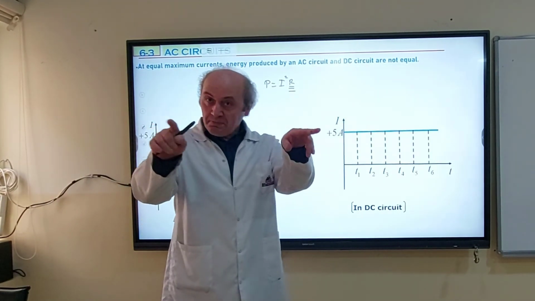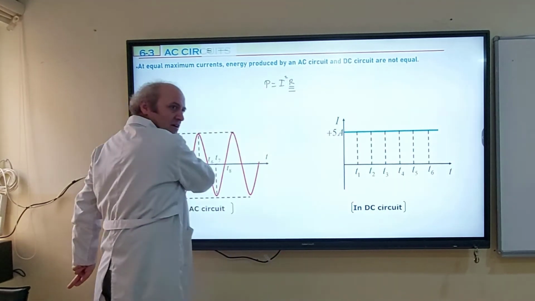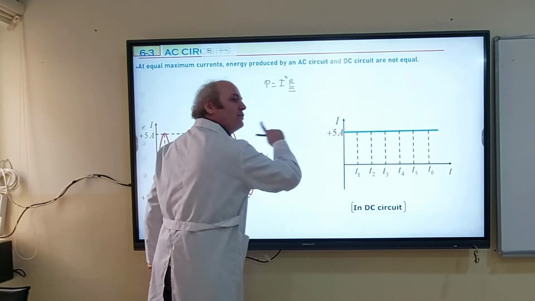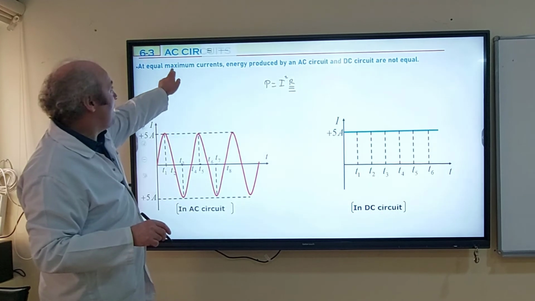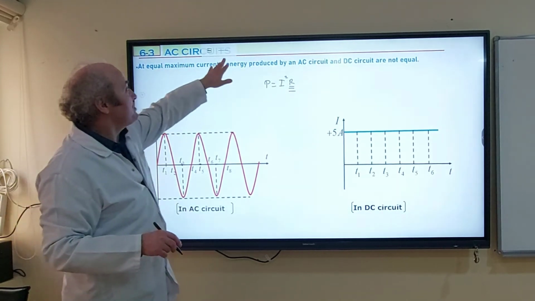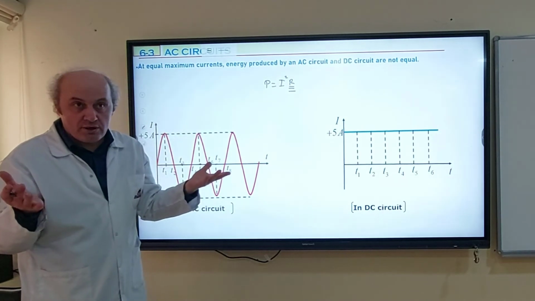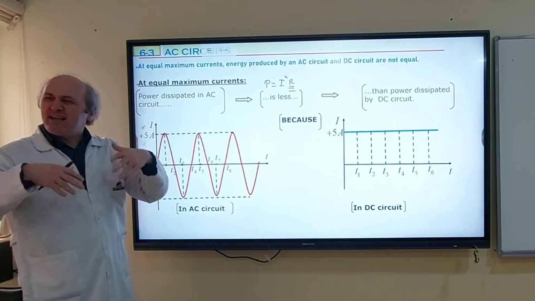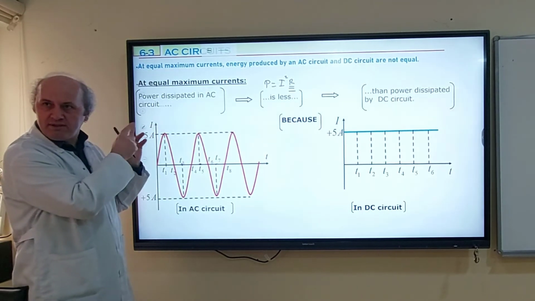How? If we keep their maximum currents the same, 5 and 5, 10 and 10, 20 and 20, we should keep them the same. At equal maximum currents, the energy produced by an AC circuit and a DC circuit are not equal. At equal maximum current, power dissipated. Dissipated means given out. We'll use this word dissipated several times.